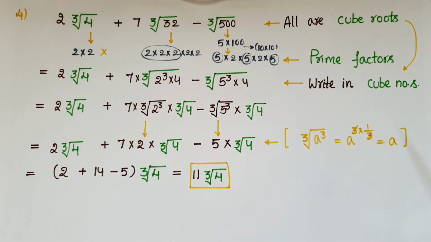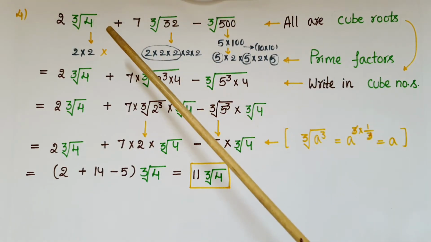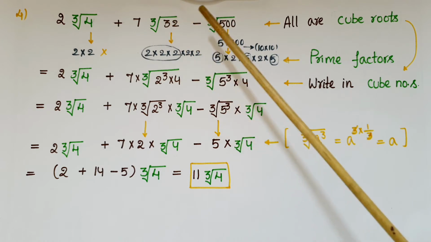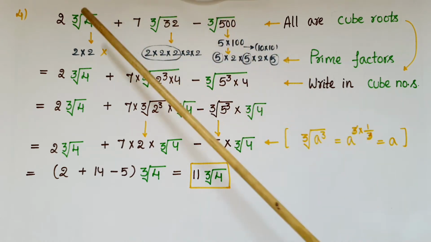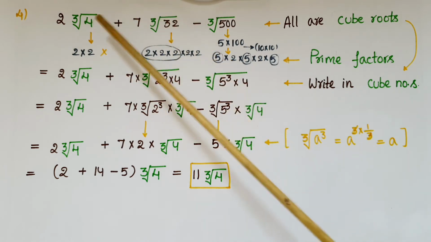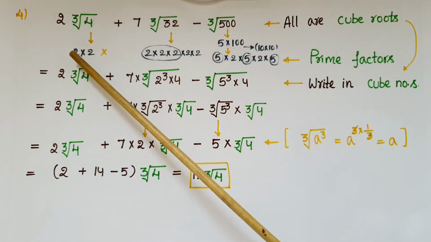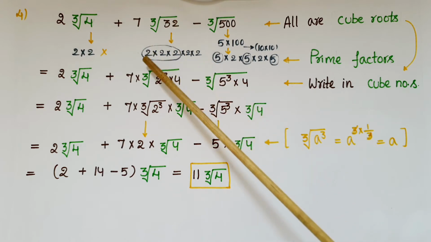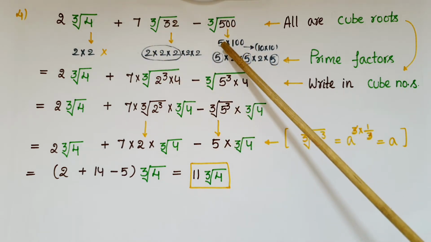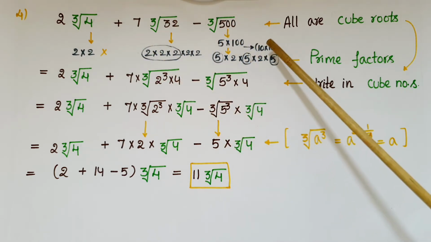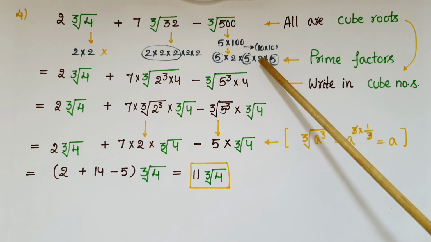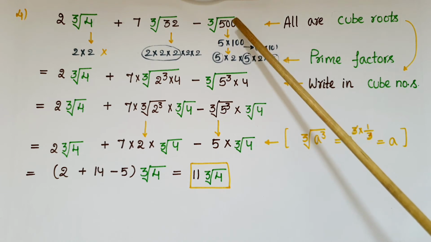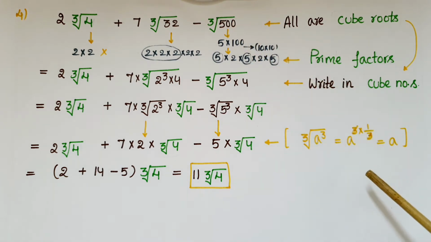This is another example: 2 into cube root of 4 plus 7 into cube root of 32 minus cube root of 500. So here all are cube roots. So first find prime factors for these numbers. 4, the prime factors are 2 into 2, and 32, these are the prime factors, and 500 we can write as 5 into 100, then 100 we can write as 10 into 10. Then 10, the prime factors are 2 into 5 and 2 into 5. Otherwise you can do prime factorization here for 500.